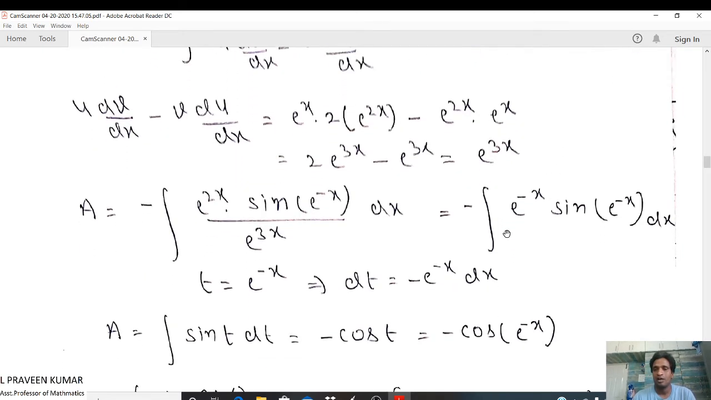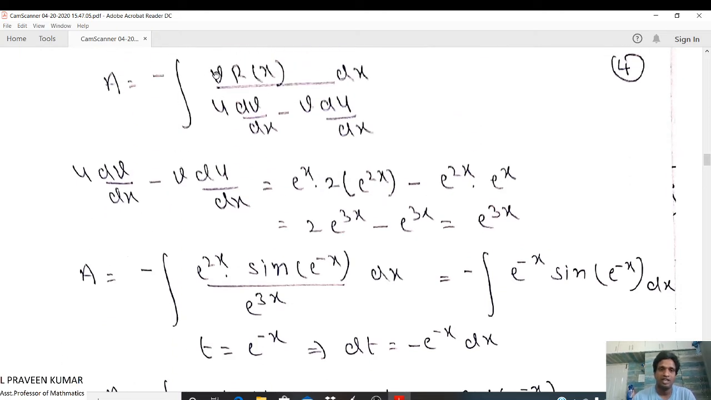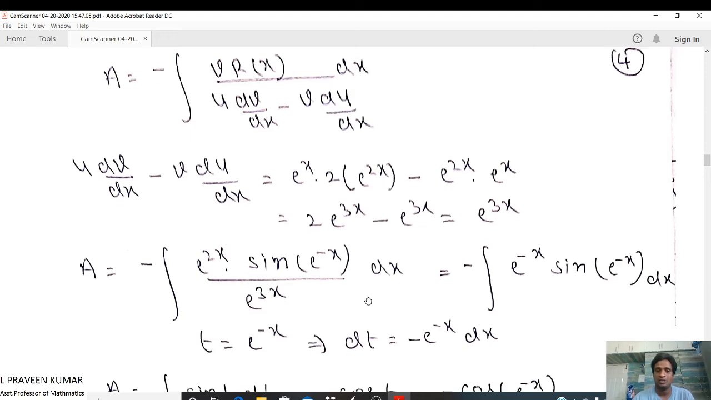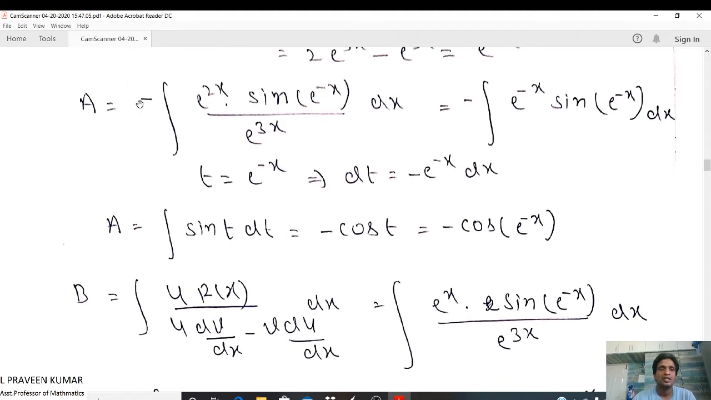So what are we going to do? Now we find the a value, all the values which are required for a. See here, v into r of x, u dv by dx minus v du by dx. V value already we have, e power 2x. R of x in the problem is given as sin e power minus x. This total value, denominator value e power 3x dx. Okay, so this is minus e power 2x by e power 3x will be e power minus x, and sin e power minus x as it is dx.